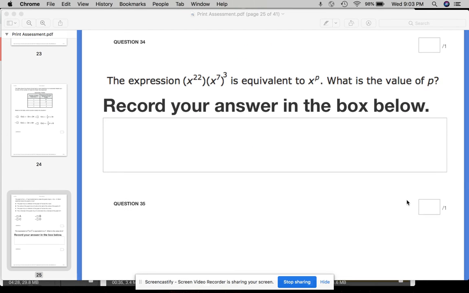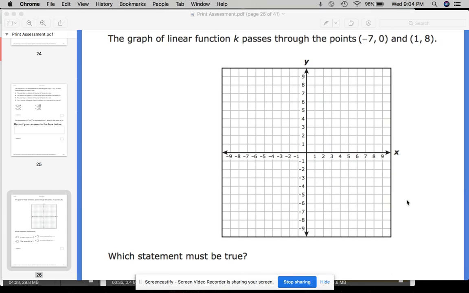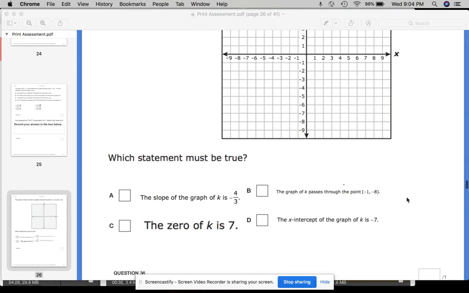Question 34. The expression (x exponent 22)(x exponent 7)(3 exponent 3) is equivalent to x exponent p. What is the value of p? Record your answer in the box below. Question 35. The graph of linear function k passes through the point (negative 7, 0) and (1, 8). Graph. Which statement is true?